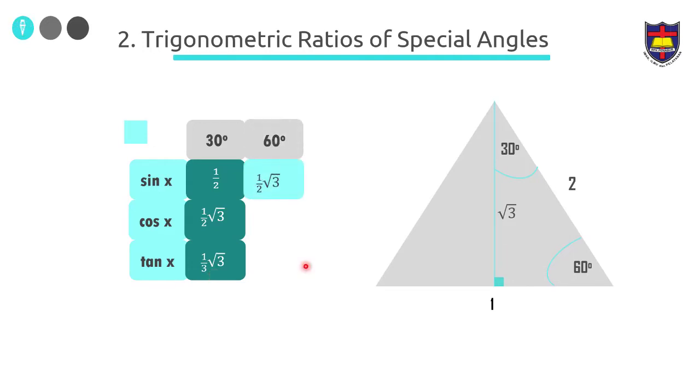Next, using the other angle, 60 degrees, you have the ratio of sine, which is square root of 3 divided by 2. So it is a half square root of 3. Cos 60 will be the adjacent, which is 1, divided by 2, so it is a half. And the tangent will be the opposite over adjacent, so it is square root of 3.